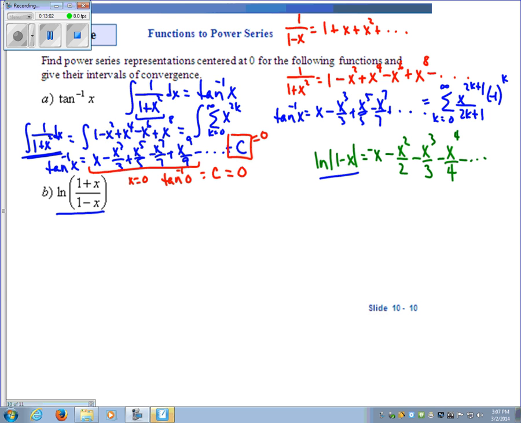So now if I want to check the interval of convergence, I know it converges on the interval from minus 1 to 1 because the original one up here did. So now checking the endpoints, I would plug in the 1 and negative 1 into this expression over here. Let me get rid of this. We'll come back to this in just a minute.